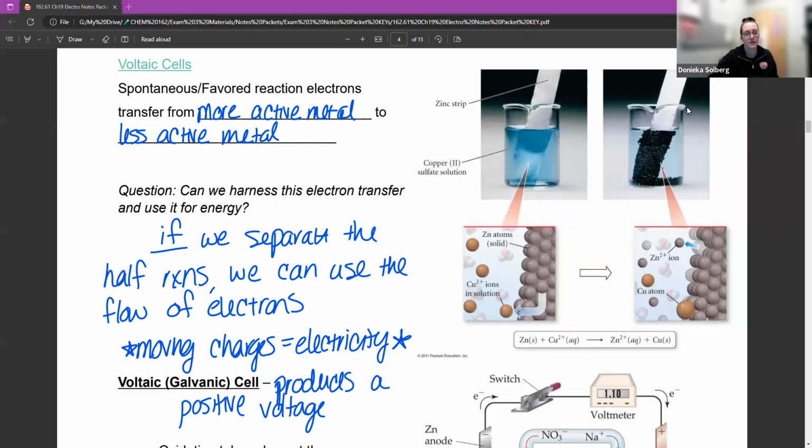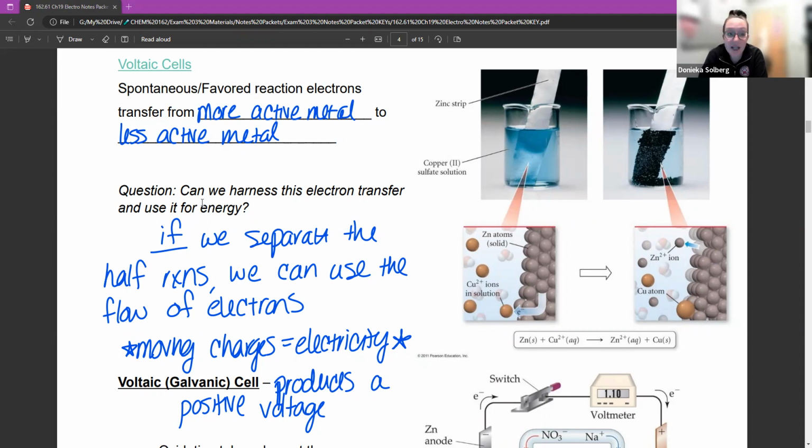Okay, now we're really going to get into how we harness this electricity from redox reactions. Essentially, it's really just batteries. And how we do this: these are called voltaic cells or galvanic cells. You will hear and see both terms used, they mean the same thing.